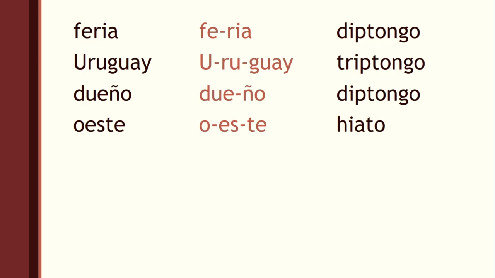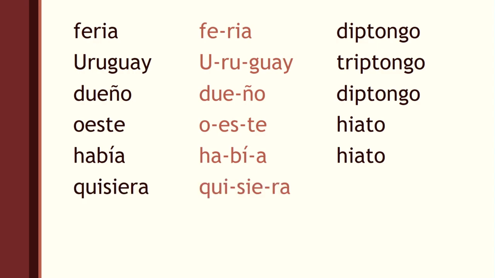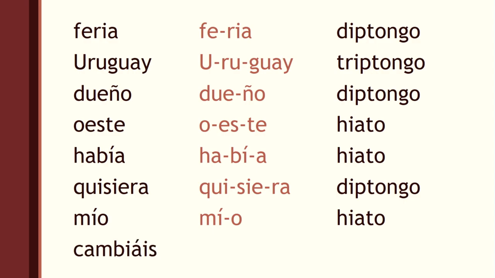That is an hiato. Había. And it should be había because the I has an accent mark, so it becomes a strong vowel. And so we have what? We have an hiato again. We have quisiera. What do we have there? We have a diptongo, okay? And mío. How would you divide mío? Should be mío because the I has an accent mark and it becomes a strong vowel. Okay, so it's an hiato. And cambiáis. It should be cambiáis. And what is that? That is a triptongo. Muy bien.